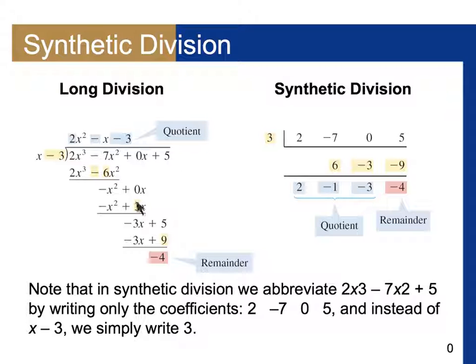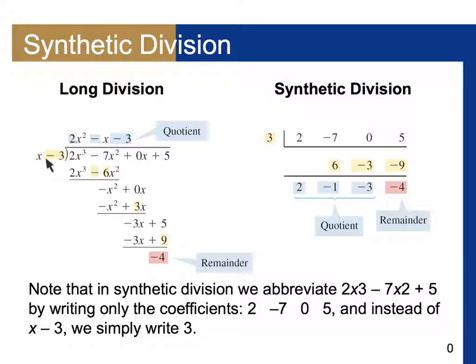Same idea here. You need every exponent on x: x to the 0, x to the 1, x squared, x cubed, up to your highest degree. So put that 0 there. Now we subtract. So we have minus x squared minus a minus x squared cancels. 0 minus 3x gives us minus 3x.